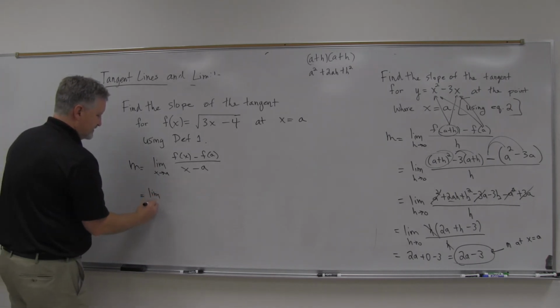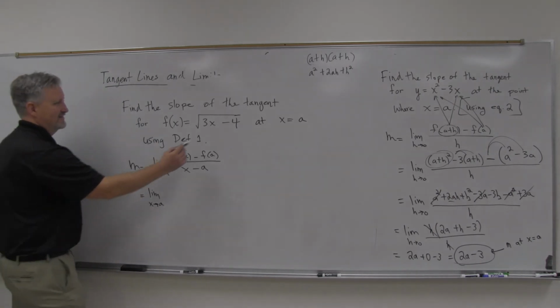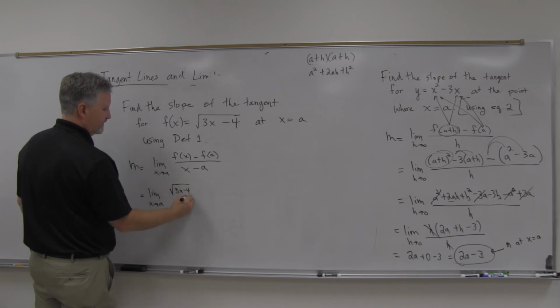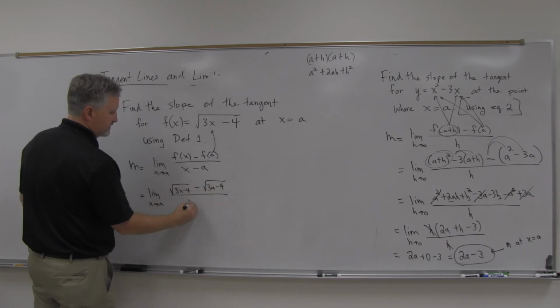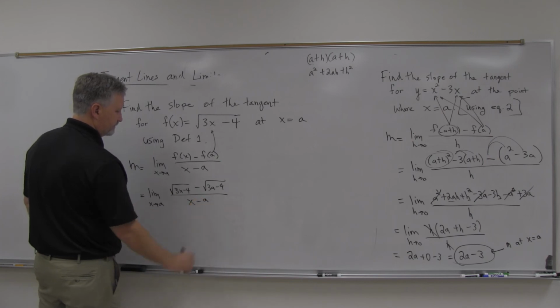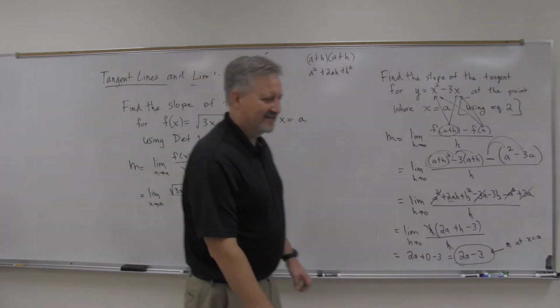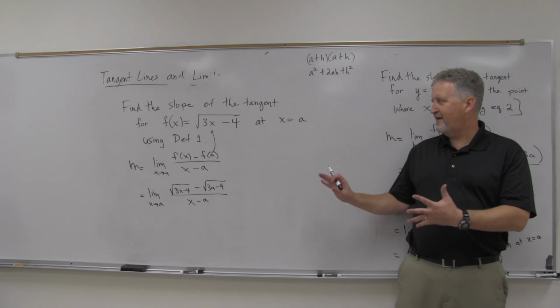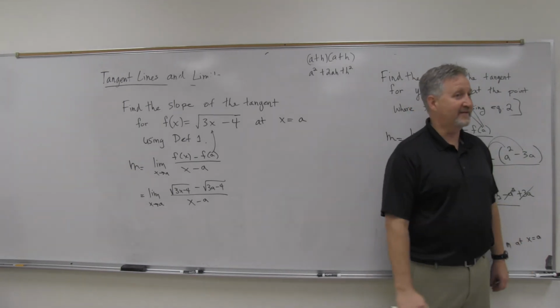Well, let's see what we run into. f of x is the square root of 3x minus 4, easy enough. f of a, well, we plug in the a, so we have the square root of 3a minus 4. And the bottom is just x minus a. That's our limit. No simplifying, because I'm doing it at x equals a, so I don't have an a to plug in.